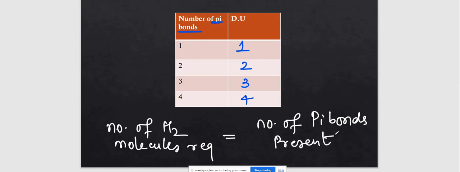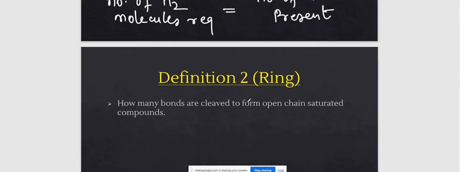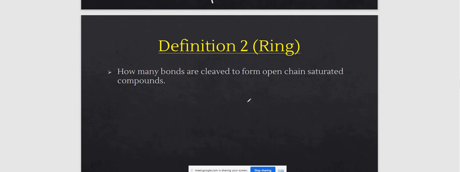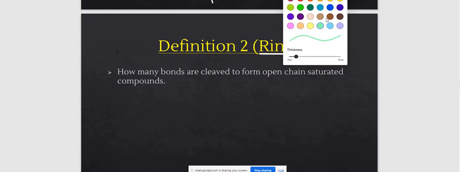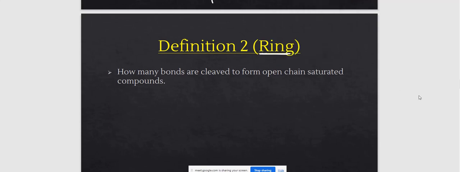Is this point clear? Yes, ma'am. Any doubt in this? No, ma'am. So the first definition was according to the presence of pi bonds. Now the second definition is according to the presence of rings. What we need to do is, whenever there is a closed ring, it's a closed compound, right?